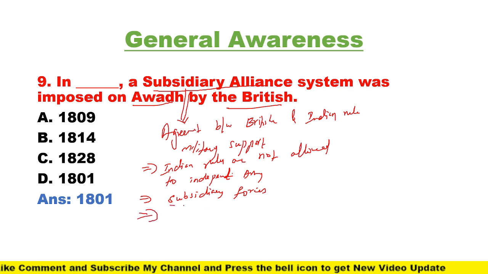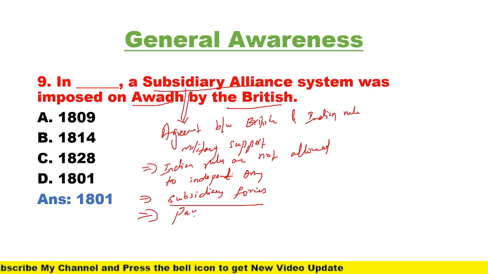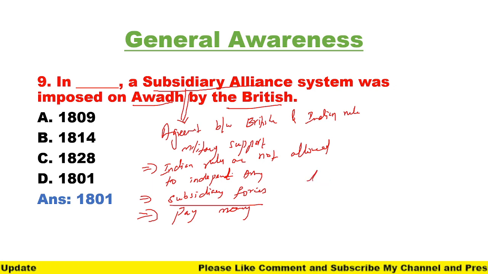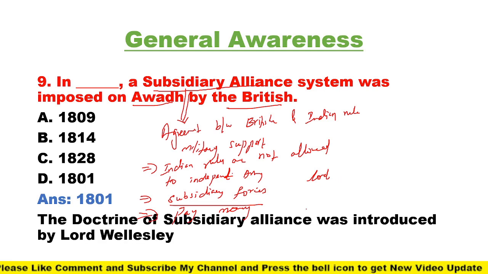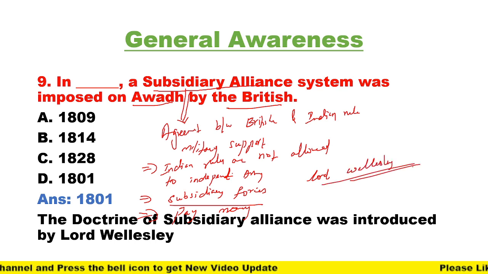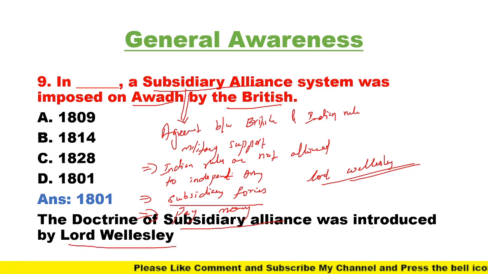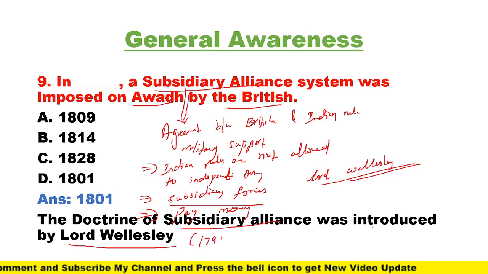And when you take this support, what you need to do? You need to pay money to maintain that force. And who brought this one? Lord Wellesley. So the doctrine of subsidiary alliance was introduced by Lord Wellesley. He was the Governor General, and his time period was 1798 to 1805.